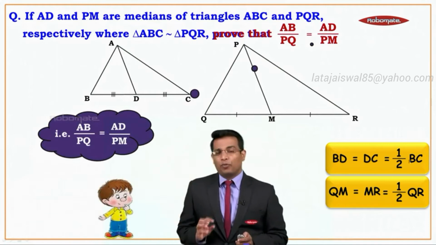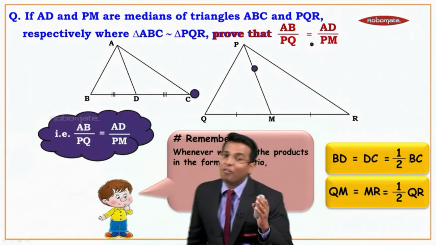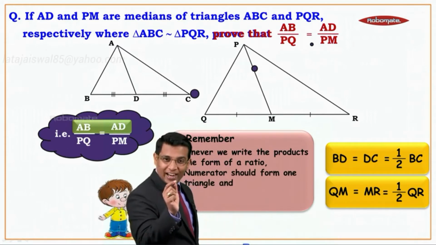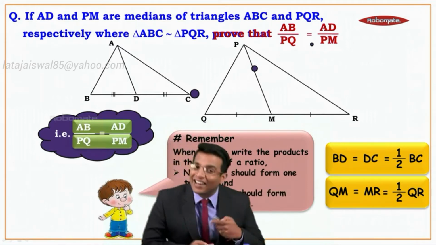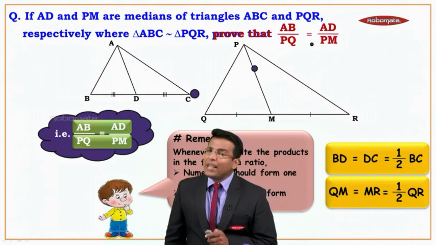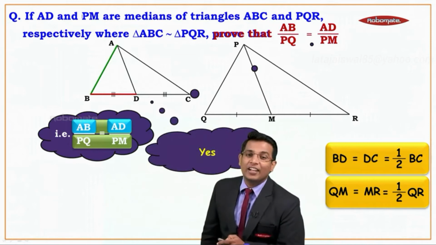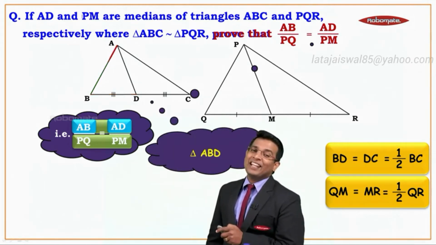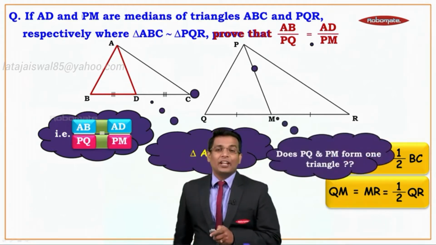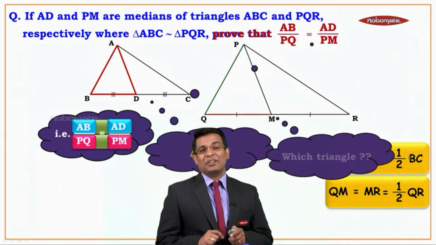Whenever we want to write products in the form of a ratio, we have learned that the numerator should form one triangle and the denominator should form the other triangle. So observe this, AB and AD, does it form one triangle? Yes, that is triangle ABD. This is one triangle we need to prove similar to another triangle. Let's check the denominator. Now PQ and PM, does it form one triangle? Yes, that triangle is nothing but triangle PQM.